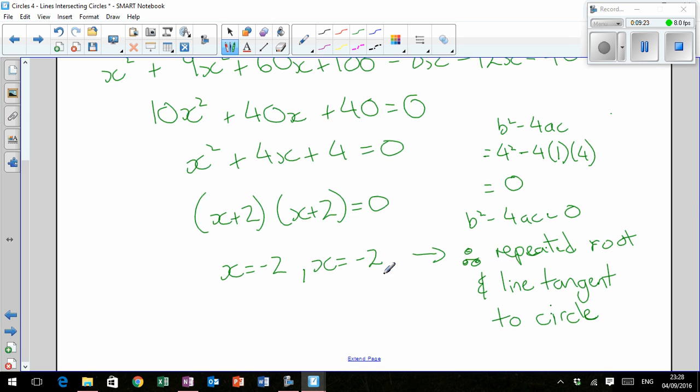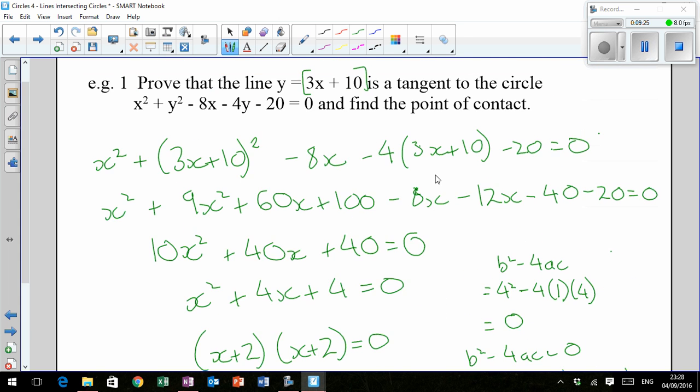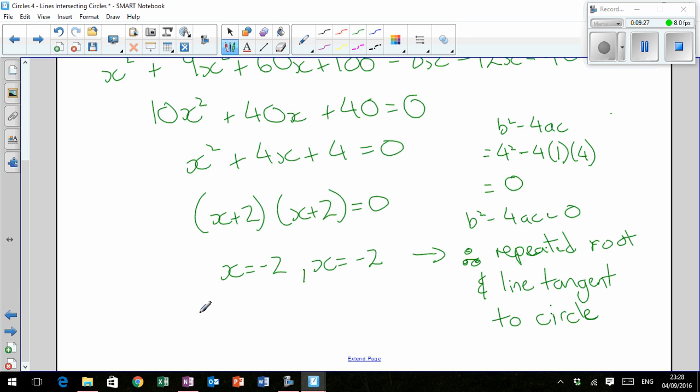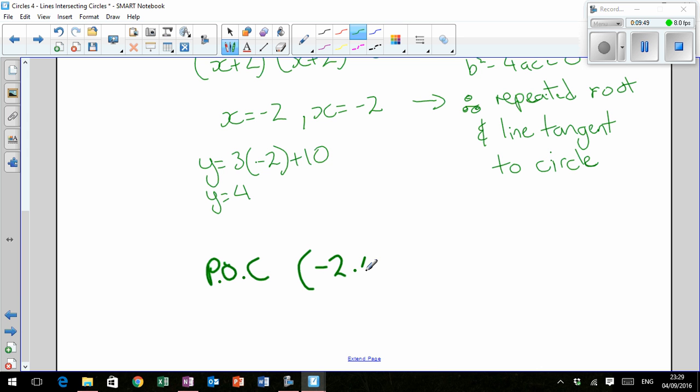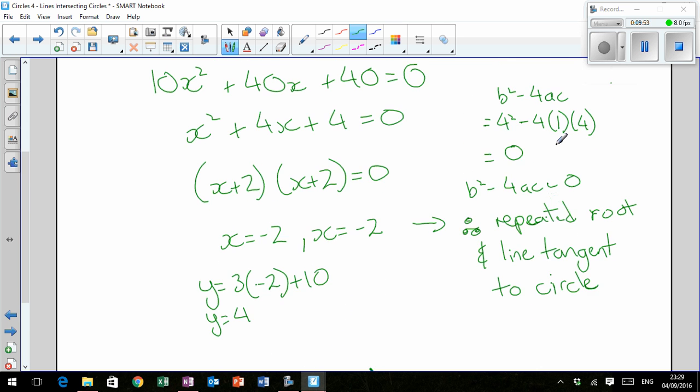And then find the point of contact. x equals negative 2, you know y is equal to 3x plus 10. So y is equal to 3 times negative 2 plus 10, which is 4. So your point of contact is negative 2, 4. So that's your working for that.